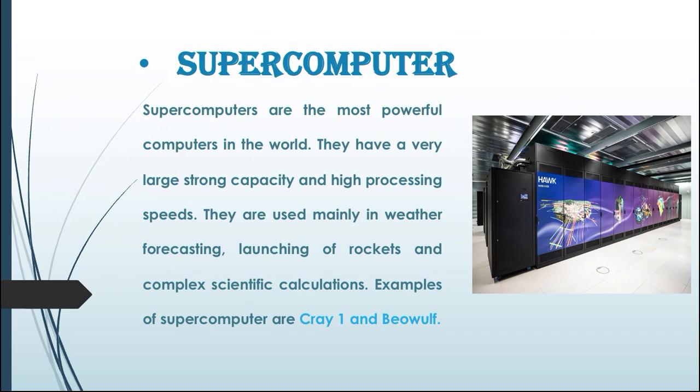For example, Cray 1 or Beowulf. These computers have a very big high processing unit. They are used for weather forecasting or rocket launching. They are used for technical work. They are not like personal computers where we can draw or paint things on them.